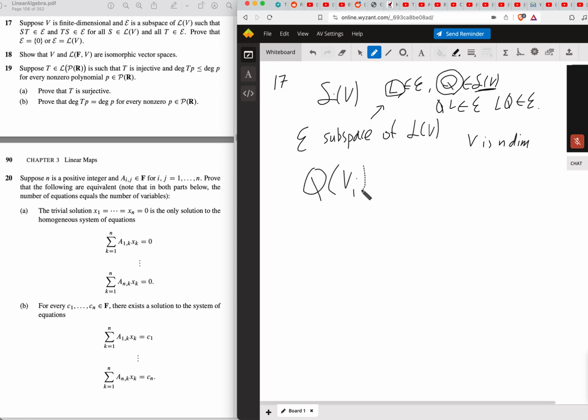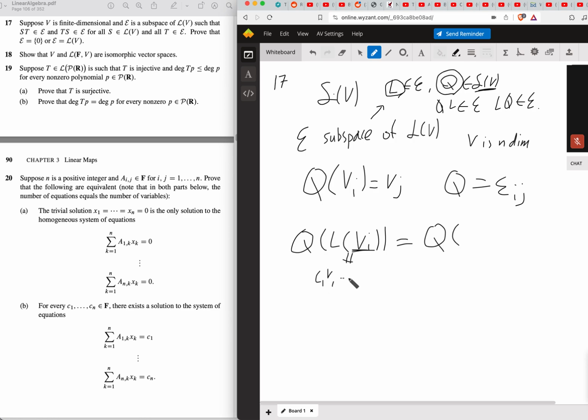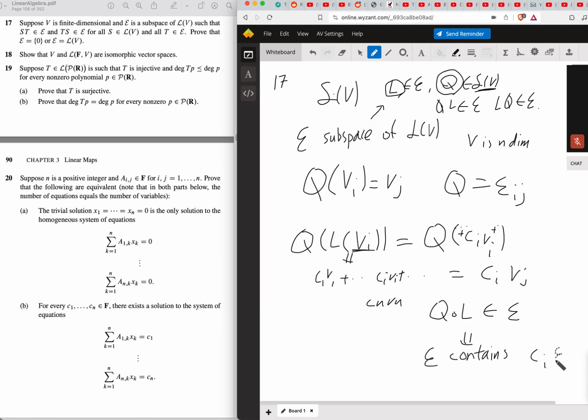So let's say you set Q equal to epsilon ij. Then Q of L of Vi, let's say this is equal to some C1 V1, up to Ci Vi, then through Cn Vn. The rest doesn't matter; what matters is the middle. And you get Ci times Q of Vi, sorry, hold on, Ci times Vj. So once again, Q composed with L is in epsilon. Epsilon contains a multiple of epsilon ij.